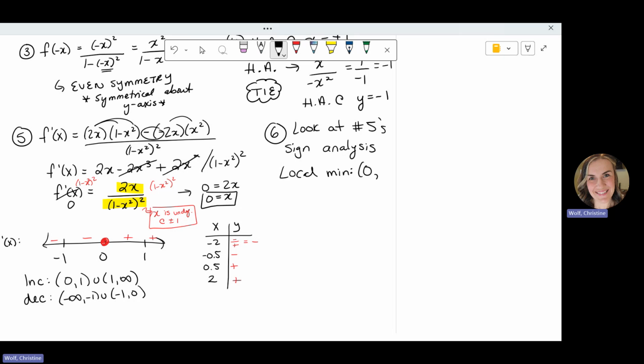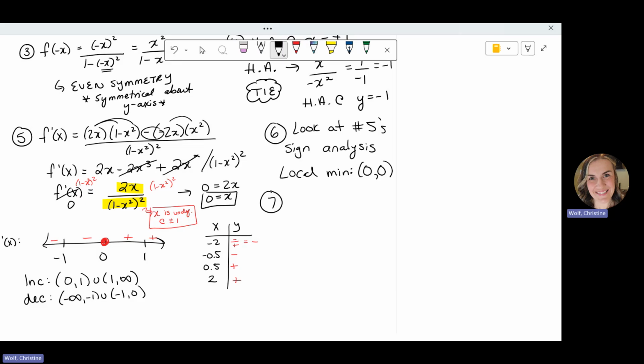So you take that 0 and you plug it into the original function. When I plug 0 into the original function, I get 0 over 1, which is just 0. That point right there is also my x and y intercept. So I've got another shared point there. Okay, that was quick. All right, step number 7 I'll do right here.